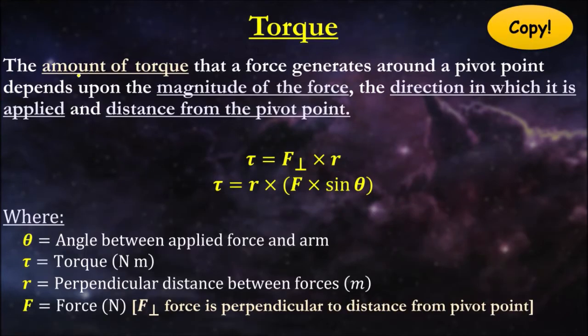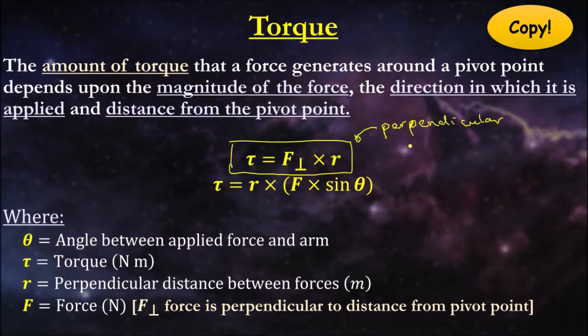Okay, so put it simply, torque is the amount of force used to rotate an object in a particular direction. You use this formula if the force that you apply is perpendicular to the distance, or the length, from your pivot point. If not, then you use this formula here.